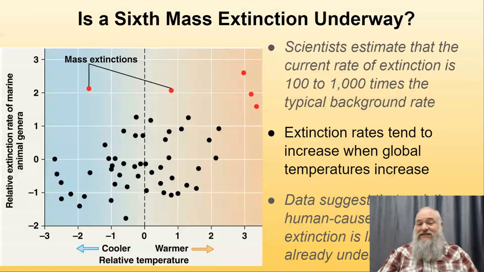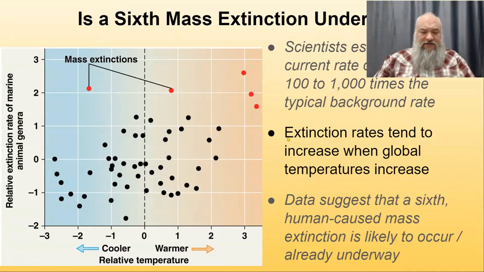That begs the question, is a 6th mass extinction underway? We call that, what do we call that? Human-caused extinction. Anthropogenic extinction, because humans cause it. Scientists estimate that the current rate of extinction is 100 to 1,000 times the typical background rate. So the current rate of extinction, as best we can estimate, because we don't know all the species that are out there, and we can't track all the ones that are going extinct. We don't even know they're out there. It's pretty bad. A lot of extinction going on.